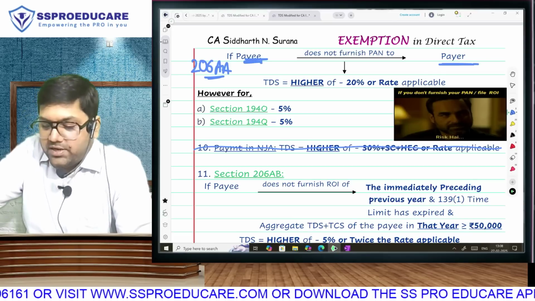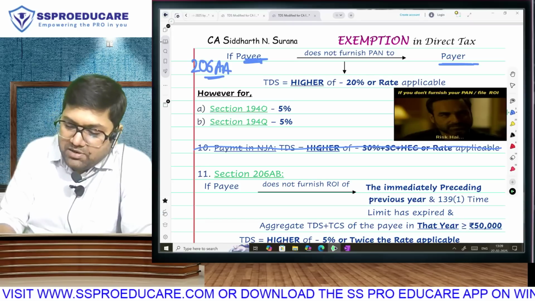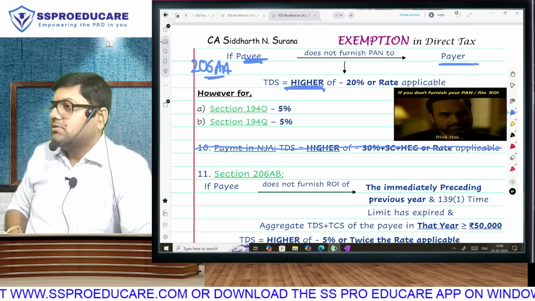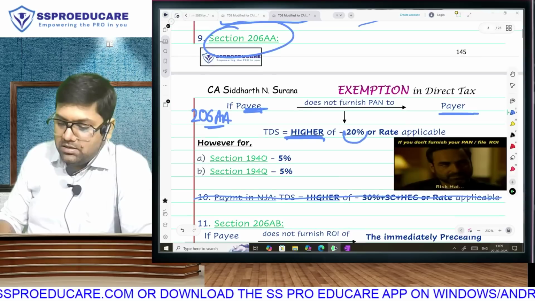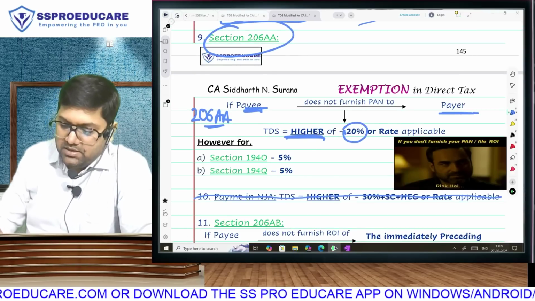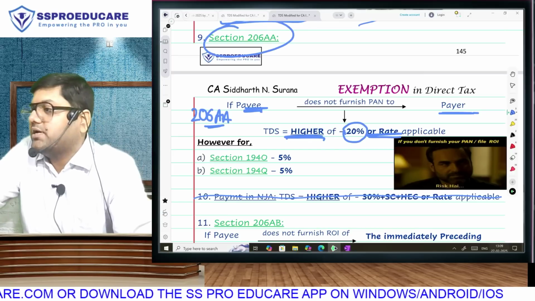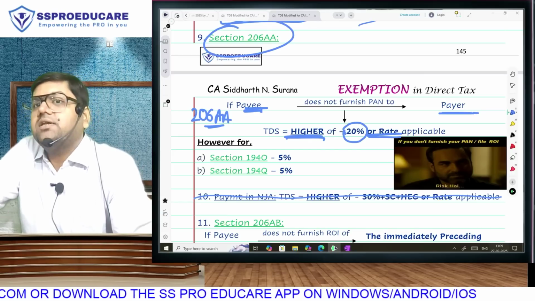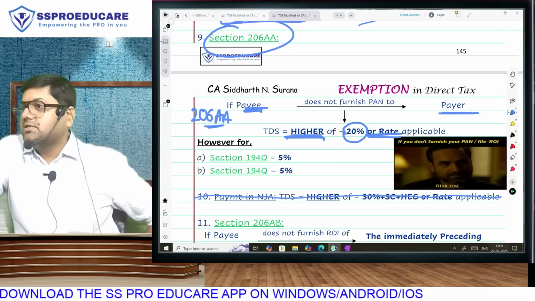But if you don't furnish it, then you will have to face some consequence. You will be liable for higher TDS. The minimum TDS will be 20%. When I say minimum TDS, why do I say that? Because it is 20% or the actual rate, whichever is higher. Supposing the rate of TDS in that section is 1%. Everyone focus please. The rate of TDS is 1%.